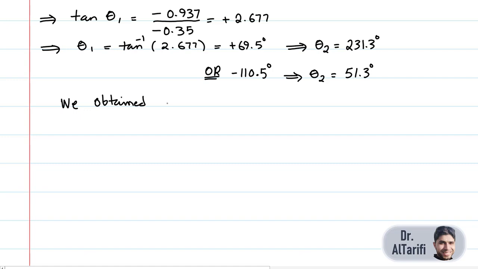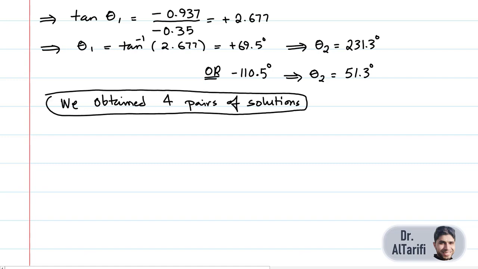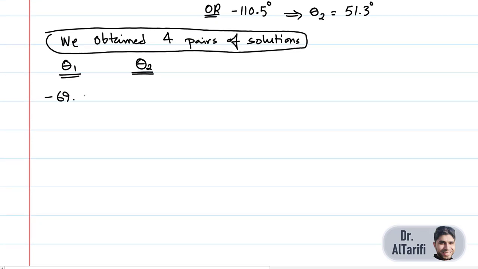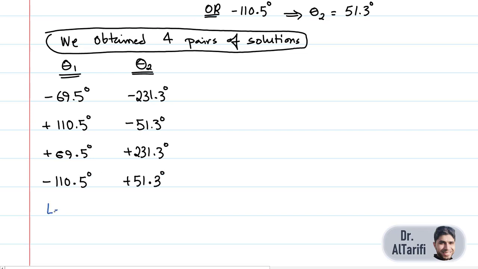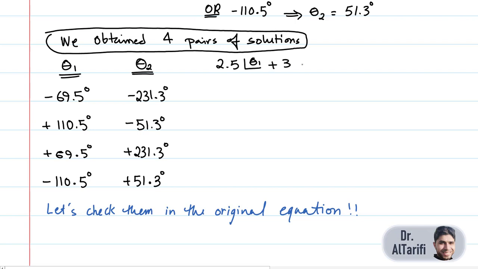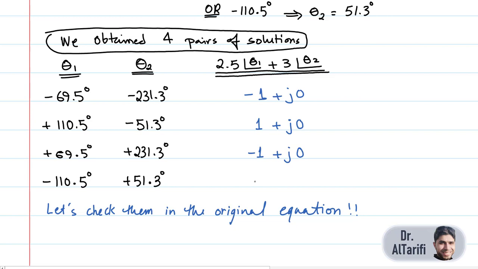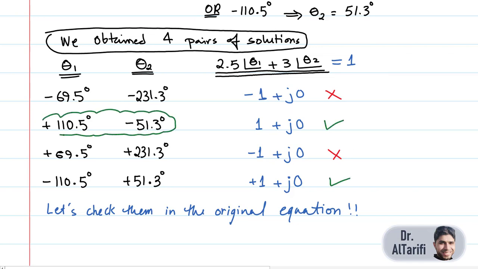And now we have a total number of 4 pairs of possible solutions that we must test by simply plugging them in the original complex equation, 2.5 at the phase of theta 1 plus 3 at the phase of theta 2. By doing so, we got minus 1 two times and plus 1 two times. But the right-hand side of the original equation is plus 1. So 2 of those pairs failed the check, and the other 2 pairs passed the check, which makes them the only solutions of the equation.